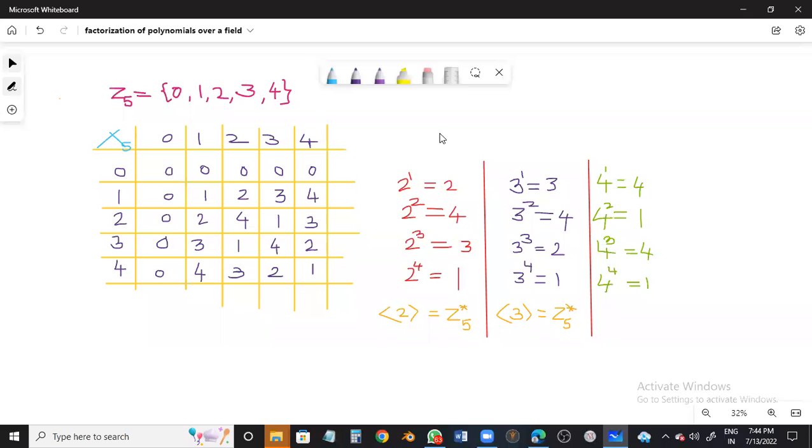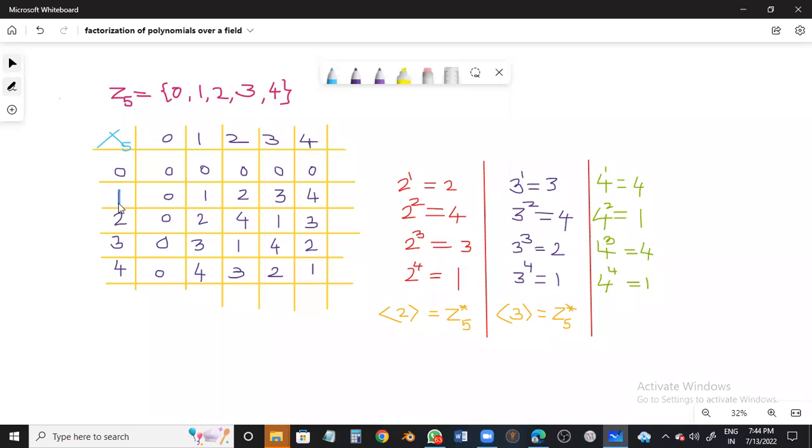So what I observe here, I want to talk about cyclic groups. So I have to talk about the powers of an element. If I take the powers of 1, what do I get? 1 raised to 1 is 1, 1 raised to 2 is again 1, 1 cubed is 1, and so on.